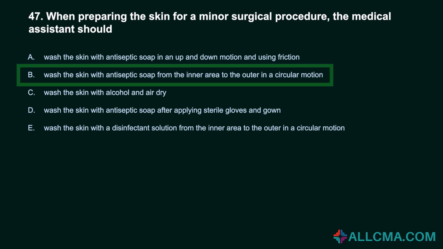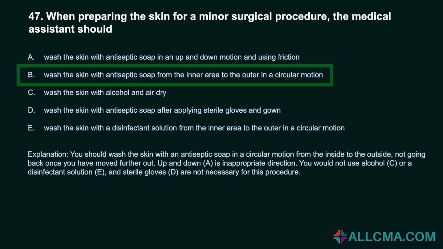Correct answer, B. Wash the skin with antiseptic soap from the inner area to the outer in a circular motion. You should wash the skin with an antiseptic soap in a circular motion from the inside to the outside, not going back once you have moved further out. Up and down, A, is an inappropriate direction. You would not use alcohol, C, or a disinfectant solution, E, and sterile gloves, D, are not necessary for this procedure.